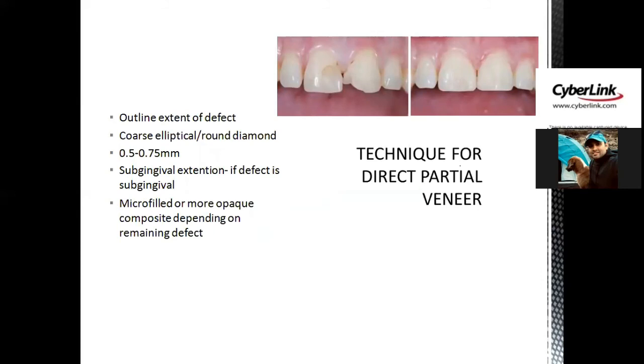The technique of direct partial veneers: first of all, suppose this is your case, then we have to outline the extent of the defect. Then with a coarse elliptical or round diamond bur, we have to prepare over this area up to 0.5 to 1.75 mm. Subgingival extension is done if the defect is subgingivally present. If this defect is subgingivally present, then we have to move subgingivally. Microfilled or more opaque composite, depending upon the remaining defect, should be used.